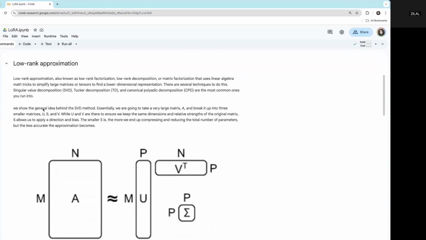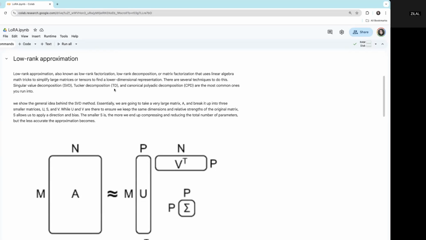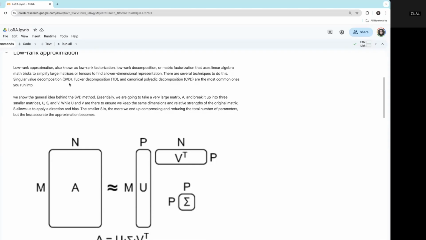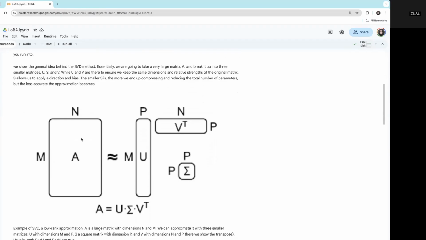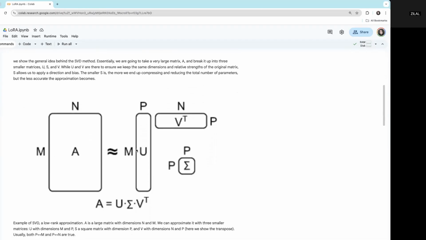It's also known as low-rank factorization, low-rank decomposition, matrix factorization, that uses linear algebra tricks to simplify large matrices or tensors to find a lower dimensional representation. There are several techniques to do this: singular value decomposition, SVD, Tucker decomposition, TD, and other methods. I will talk about SVD. We show the general idea behind the SVD method.